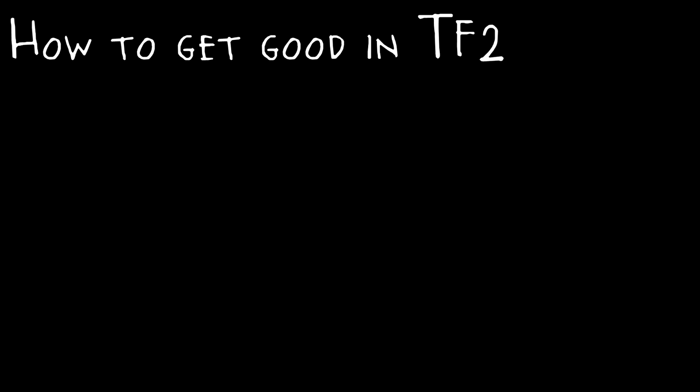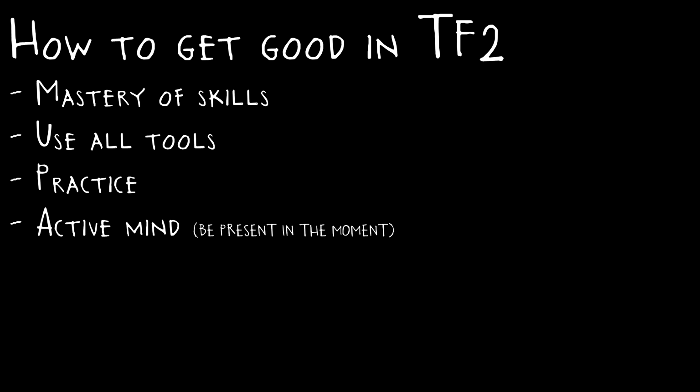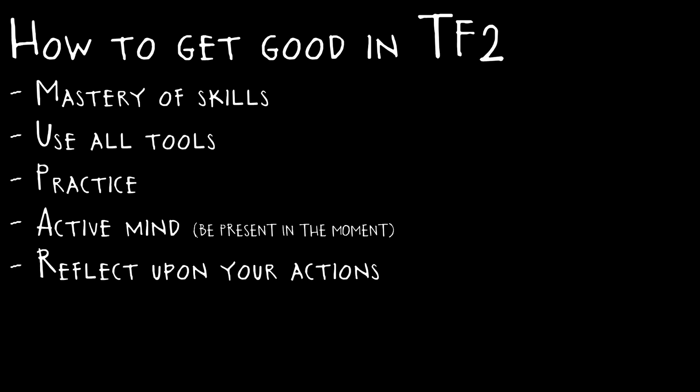In conclusion, in order to get good, you need to have a mastery of what you do. You need to master movement, aim, and health calculation. Use the tools provided to you, such as sound, voice command, visual information. Practice. You gotta keep doing it. Have an active mind, as in do not turn your brain off like you are watching a movie or listening to music. Reflect upon your actions.